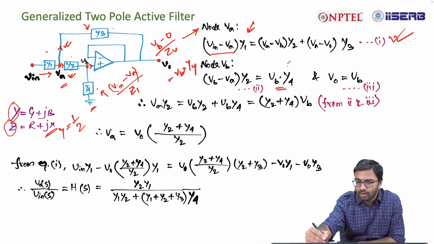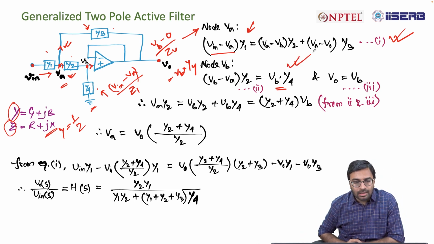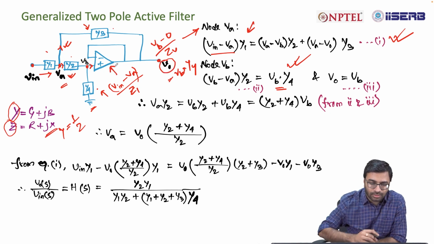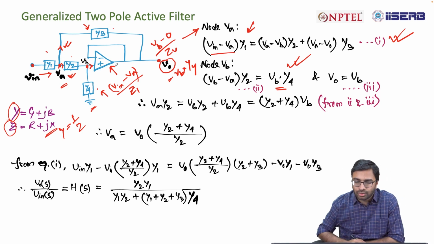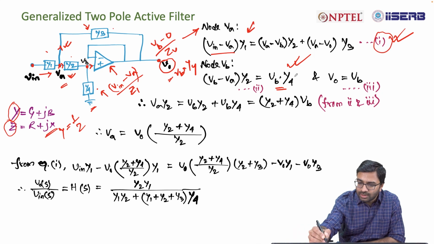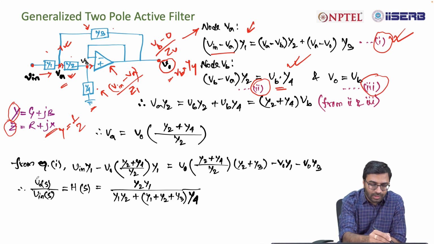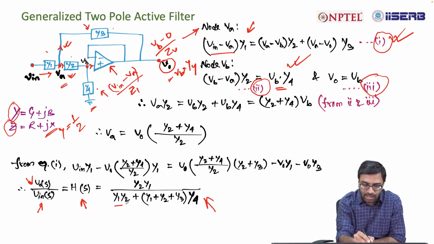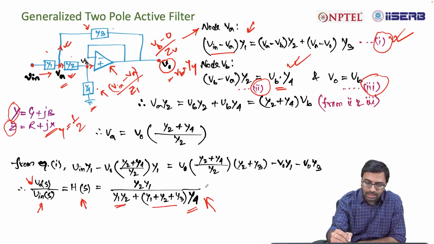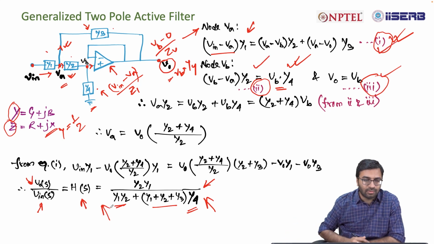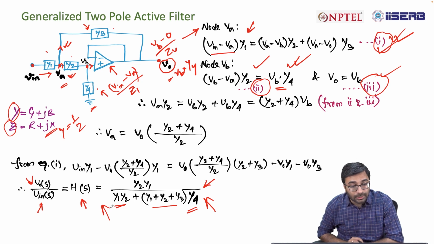So this is your equation at node B, and in this case your VB is equal to V0 because this is connected with a voltage follower. So the input and output should be equal. Now if you take these three equations and rearrange them, you will find that your V output by V input, that is the transfer function, is something like this: y1 y2 divided by (y1 y2 plus y1 plus y2 plus y3) whole into y4. So that is your transfer function. Just rearrange these equations and you will be able to figure out the transfer function associated with this filter.